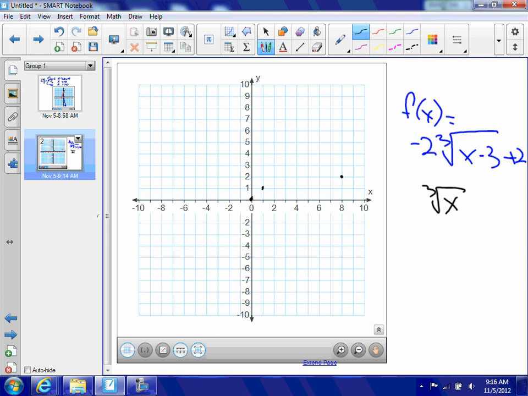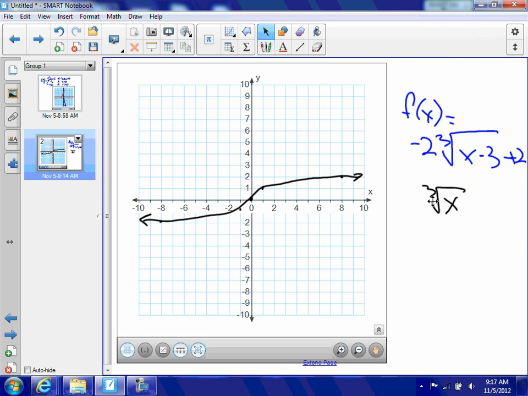So it's kind of a flat-looking function. And it's an odd function, so it has -1, -1, and then -8, -2. So my first piece of graphing looks like that. And I don't care if it looks pretty, because mine doesn't. That's the first part.